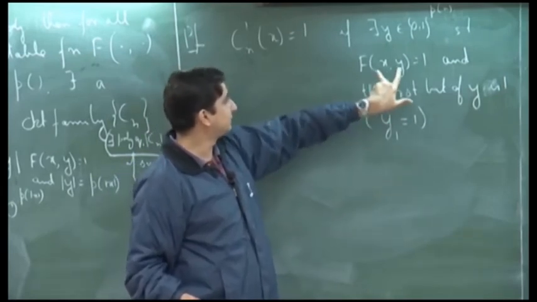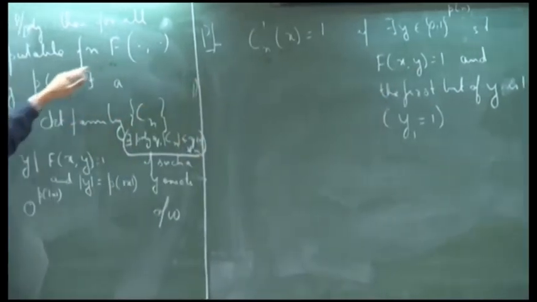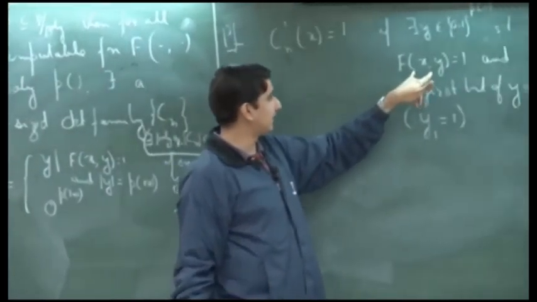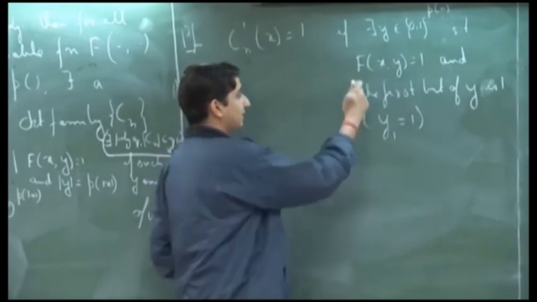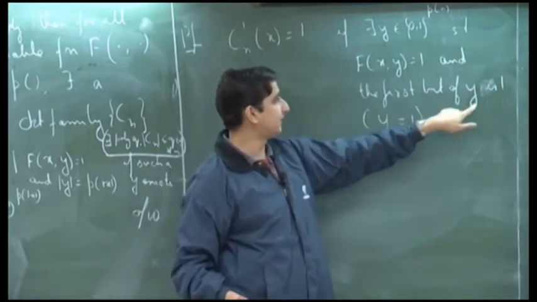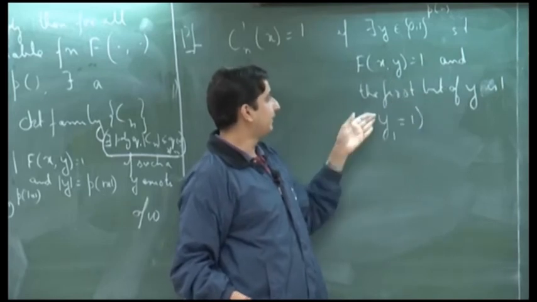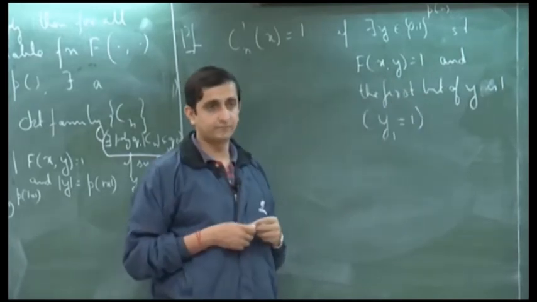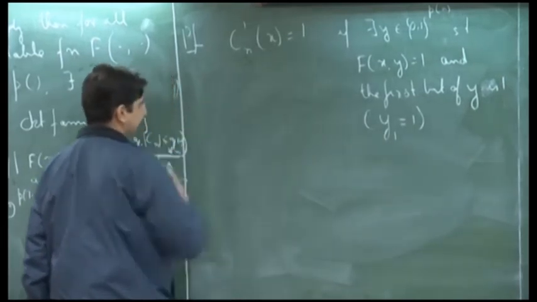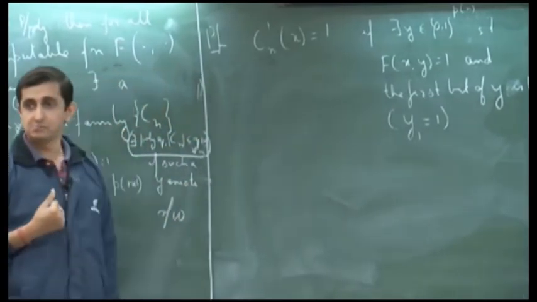x is already given, so it substitutes that x and y onto the function f, and since we are assuming f to be a polynomial time computable function, it just evaluates the value of that function on the given x and y. It also checks whether the first bit of y is 1, which is also easily checkable. If all these conditions are met, it will output 1, otherwise 0. So it is very easy to see that this is checkable in NP. Is this clear to everybody?